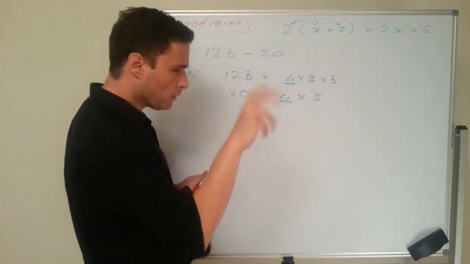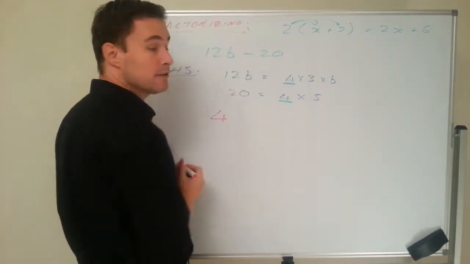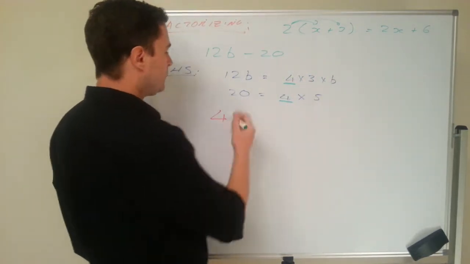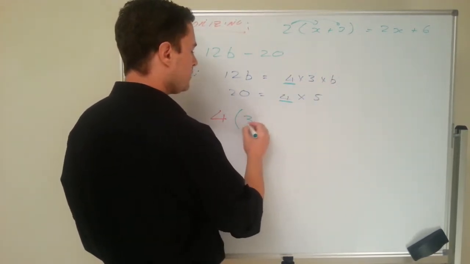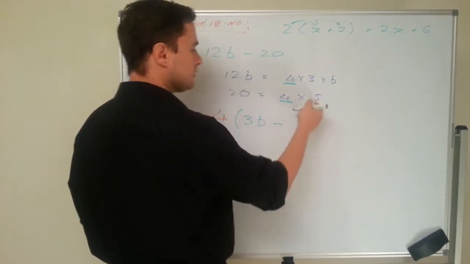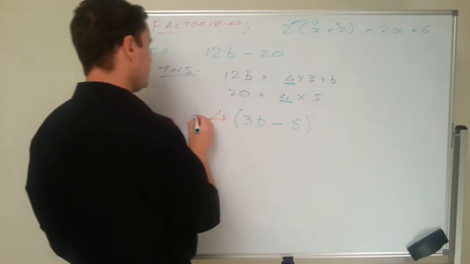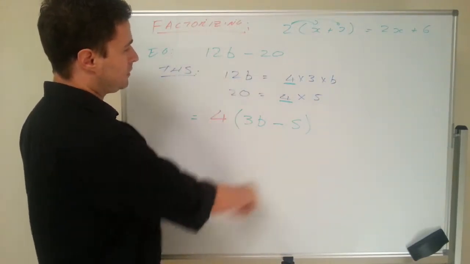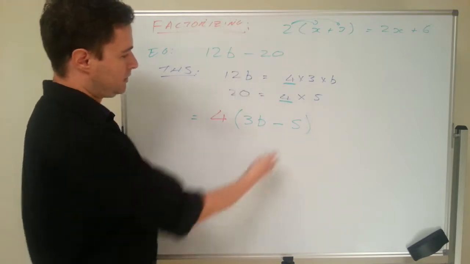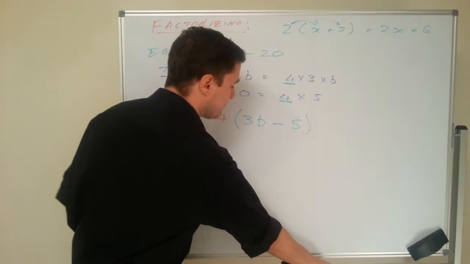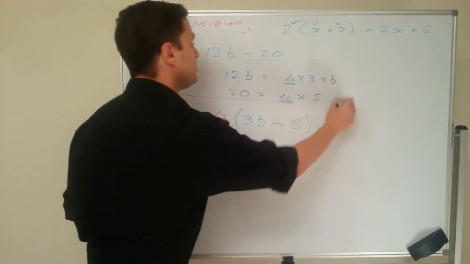So if I pull that 4 out to the front, I've taken it out of there, and I've taken it out of there. What am I left over with? Well, I'm left over with 3b, same sign for now, minus, and 5. And that's it. Factorized. I've pulled a 4 out of both of those, 4 out of 12 and a 4 out of 20, and I'm left over with 3b minus 5. Now this here, that's purely thinking.